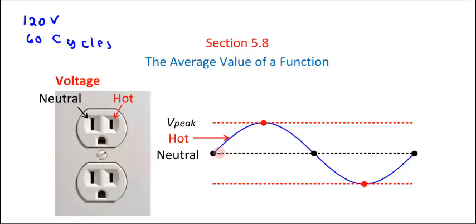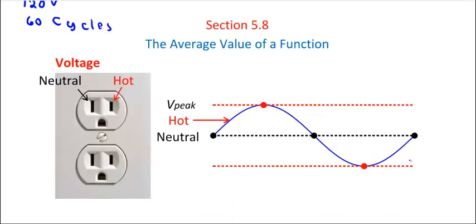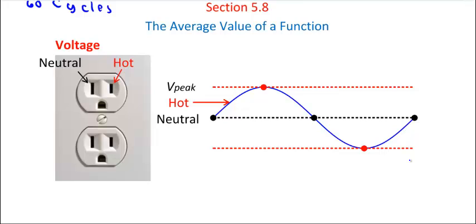It alternates up to a peak voltage and then back down to the opposite of that peak voltage, negative, and then back to neutral. Starting at neutral, up to peak voltage, back to neutral, the 0 voltage, down to negative peak voltage, and back to neutral again. And this cycle takes 1/60th of a second. That's why we say it's 60 cycles per second, or sometimes they'll say 60 hertz.